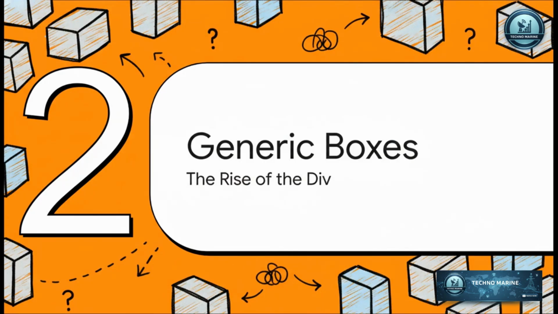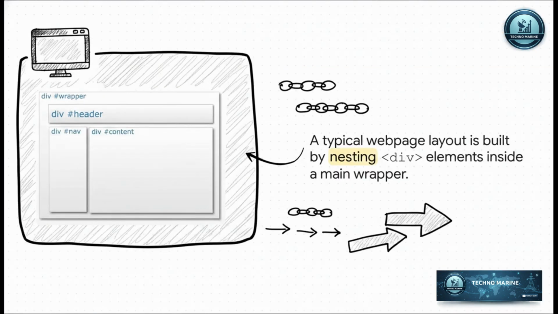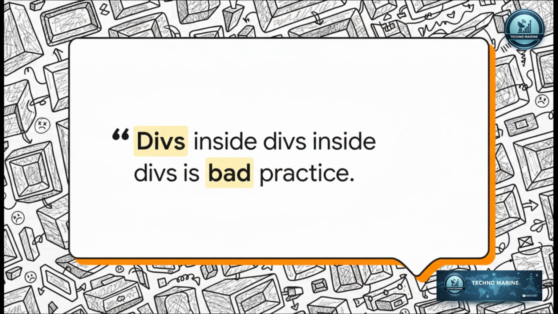All right, so because divs are such useful, all-purpose containers, they've become the default tool for building layouts. But, and this is a big but, that comes with a price. You've seen this a million times. A developer starts with a big wrapper div, and then inside that, they'll put a header div, a nav div, and a content div. It's a really common pattern. But this can get out of hand really fast, leading to what developers on Reddit call divception. A confusing maze of nested boxes that's a nightmare to read and even harder to maintain.